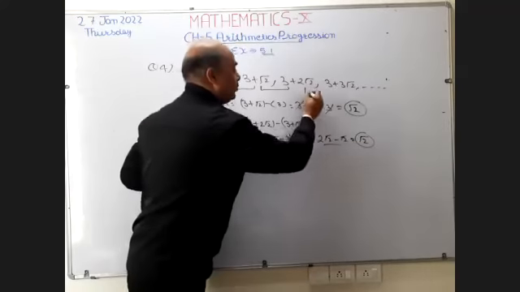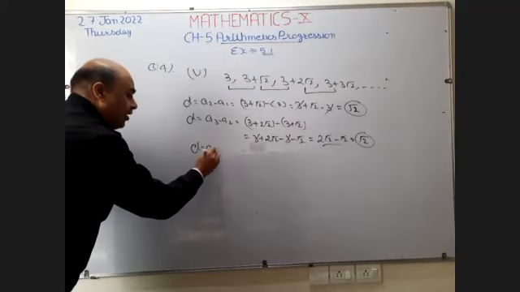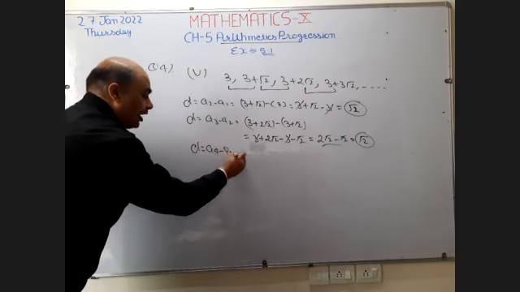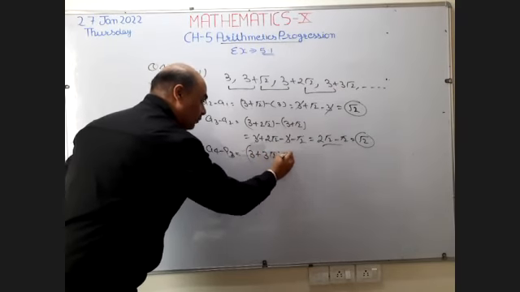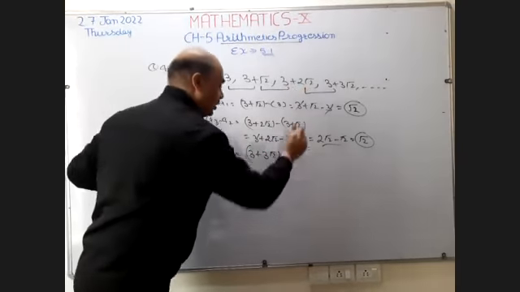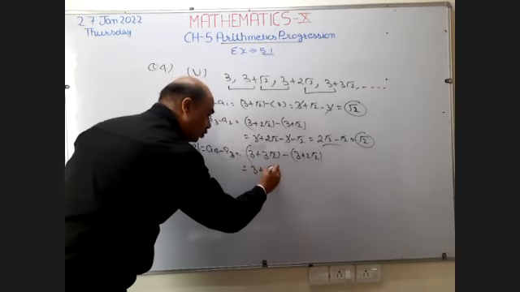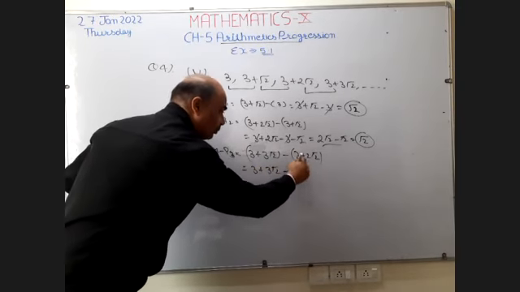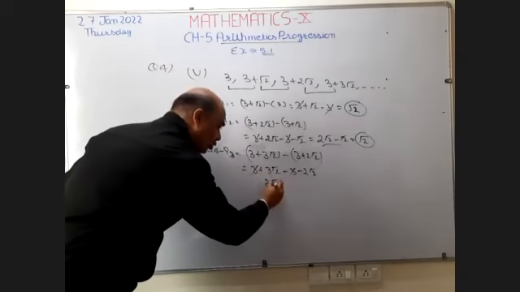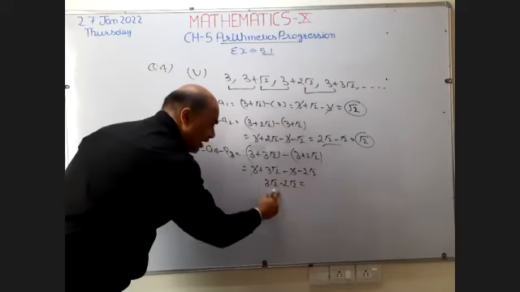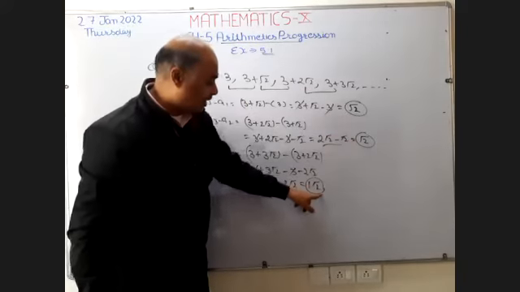Now the next two terms. This is your fourth term and this is your third term. So write a4 minus a3. So what is the fourth term? This is your fourth term: 3 plus 3 root 2, minus the third term. The third term is this one: 3 plus 2 root 2. Now open the bracket: 3 plus 3 root 2 minus 3 minus 2 root 2. Plus and minus cancel. So what is left? 3 root 2 minus 2 root 2. 3 minus 2 is 1. What is left? Root 2.